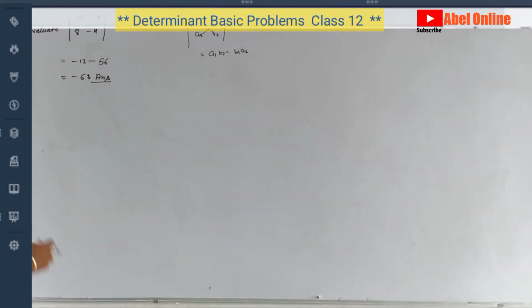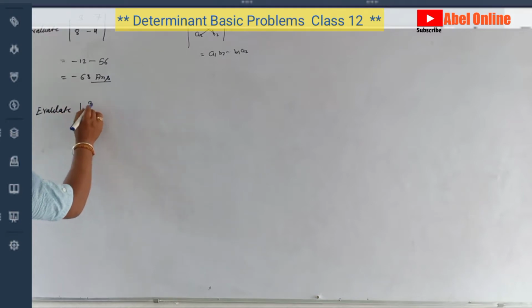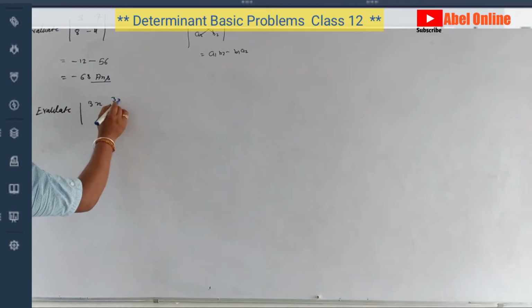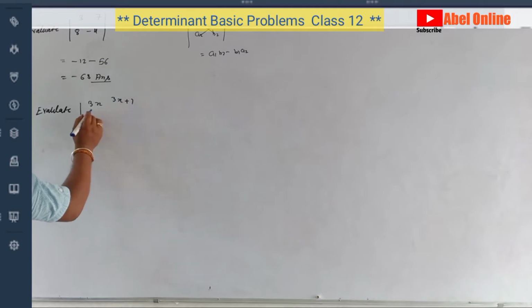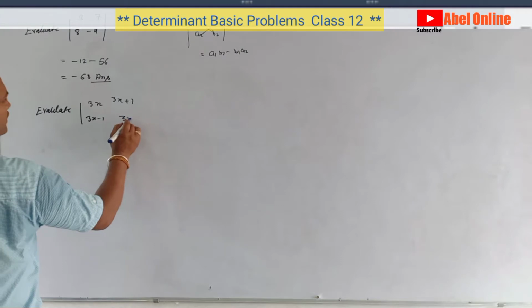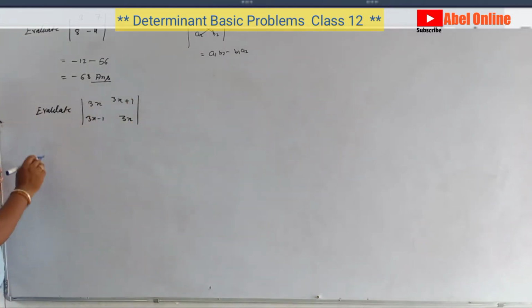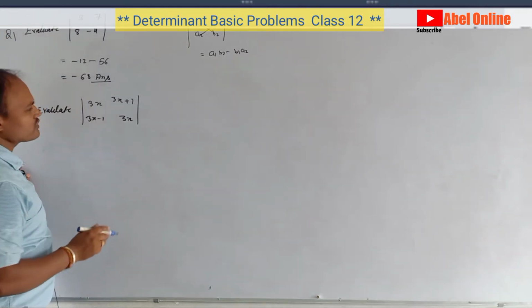Now the next question is evaluate the determinant with entries 3x, 3x plus 1, 3x minus 1 and 3x. This is your second question. These are the examples: question number 1, this is question number 2. These are the extra questions.